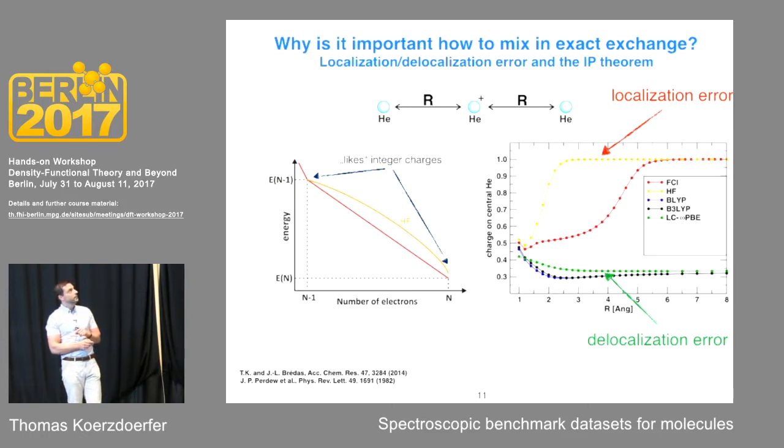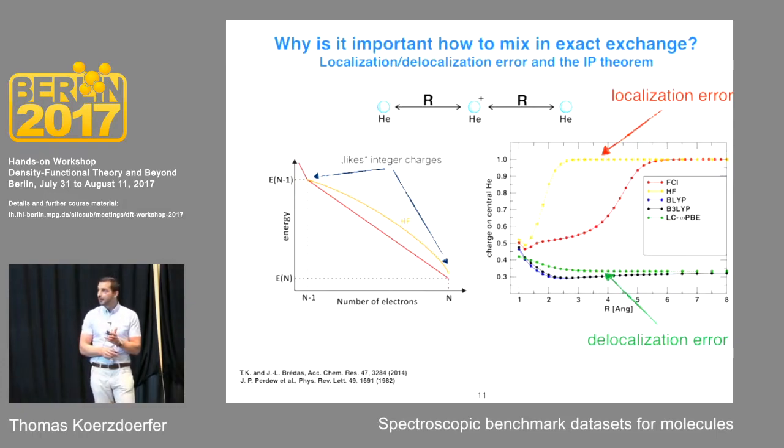But if you now go to a situation with half of an electron, let's say this situation is spuriously destabilized in Hartree-Fock. So Hartree-Fock really doesn't like situations with fractional electron numbers on certain subunits of your system. That's why it tries to localize this charge on the helium as quickly as possible.